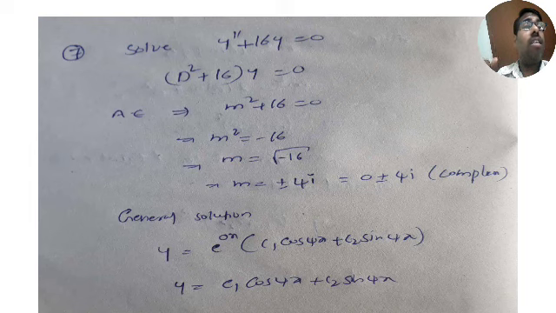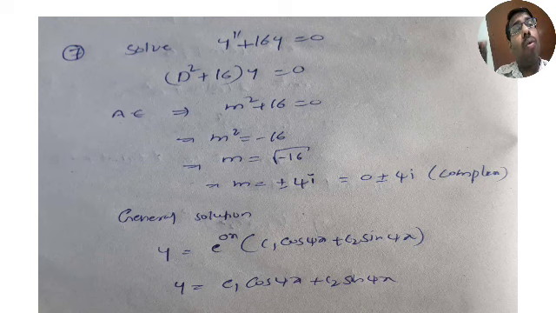There are three cases. What is the first one? Real and distinct roots. When m1, m2 are two real and distinct roots, then the general solution is y is equal to c1 into e power of m1x plus c2 into e power of m2x. The second case, real and equal roots. When m, m are two real and equal roots, then y is equal to c1 plus c2x into e power of mx is the general solution.